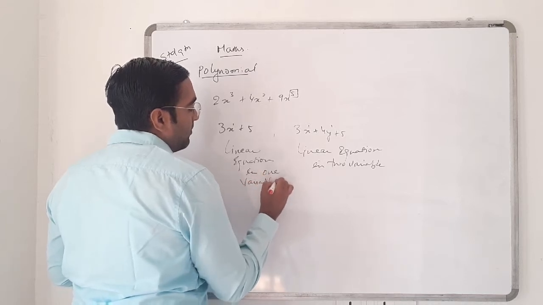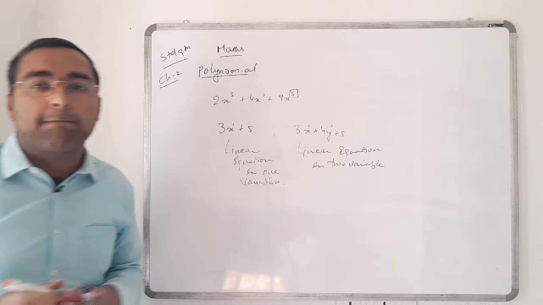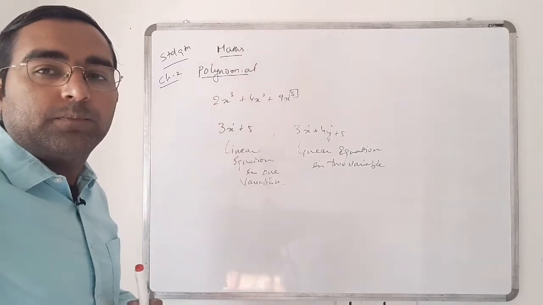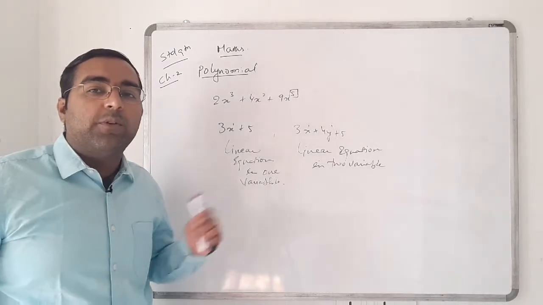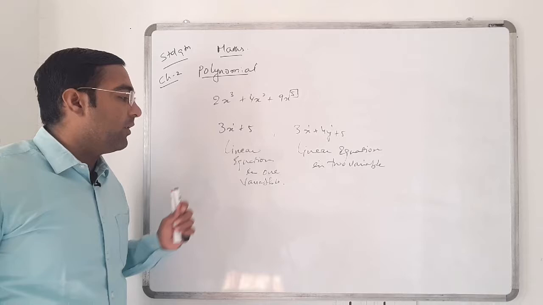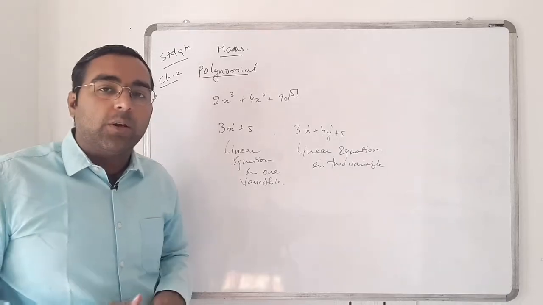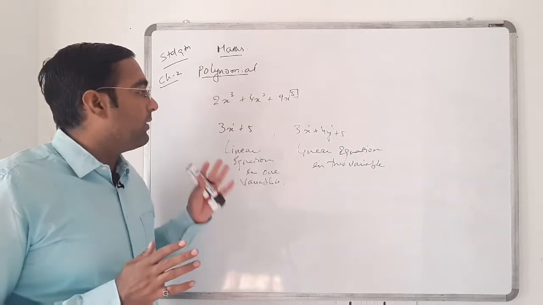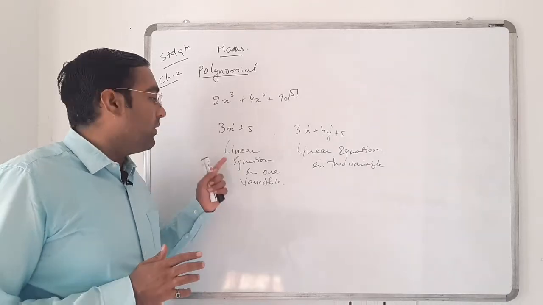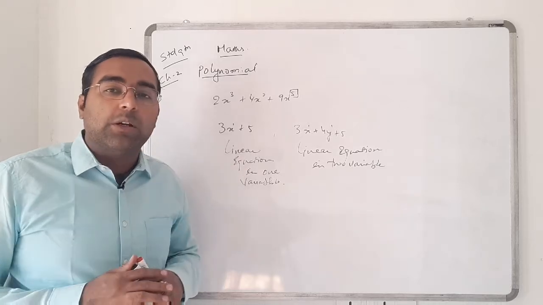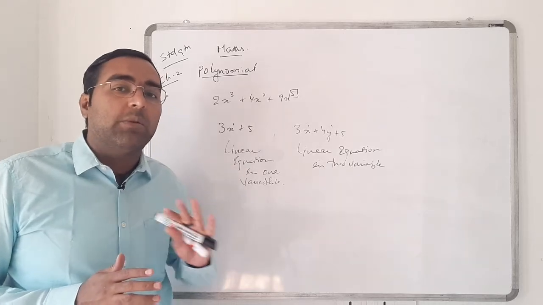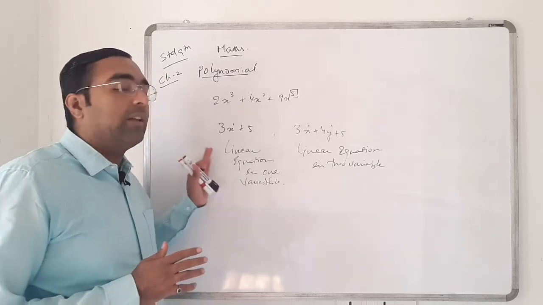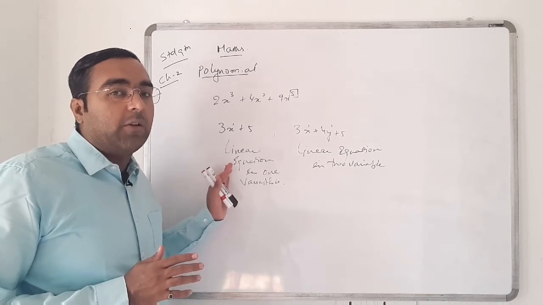Clear that? Okay. In the previous session we already completed chapter number 3. That chapter is known as linear equation in one variable.